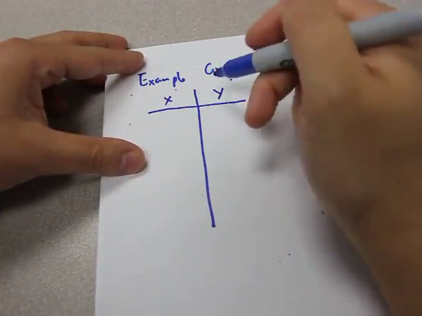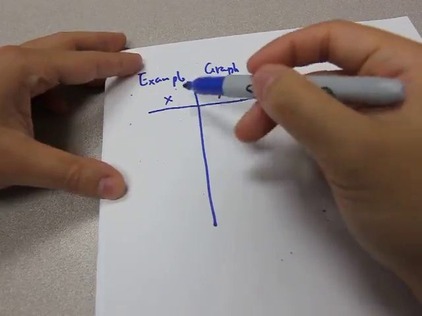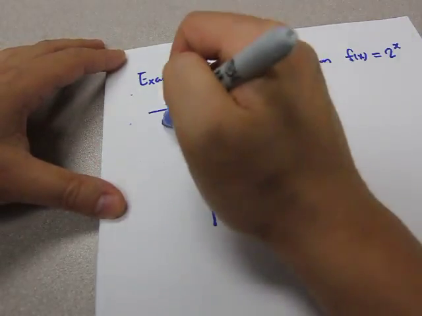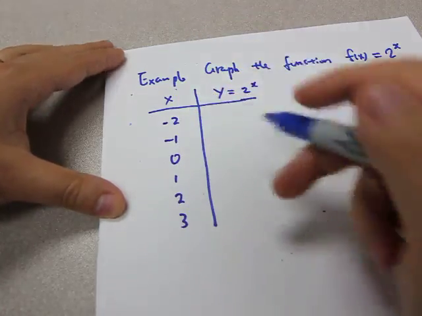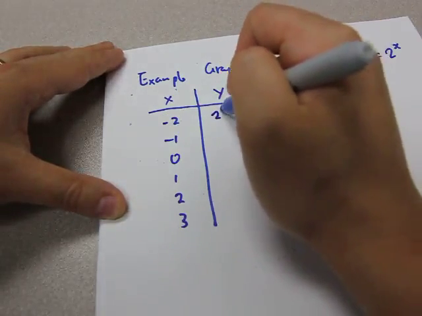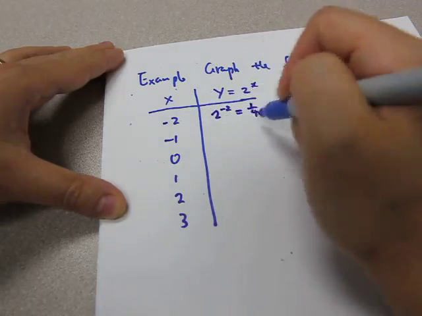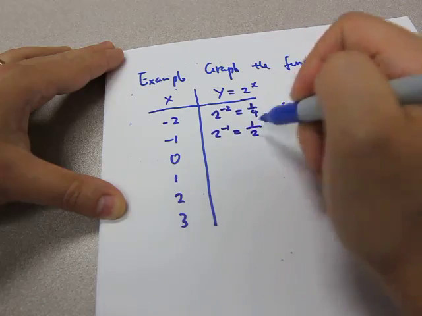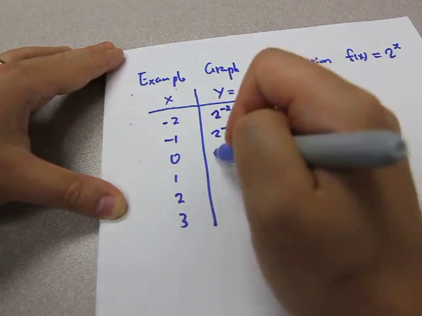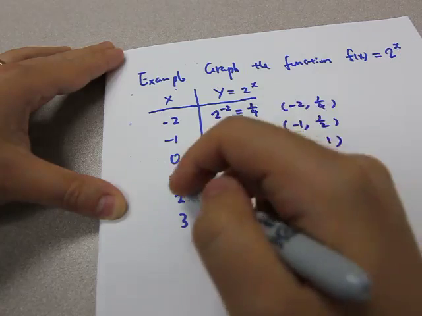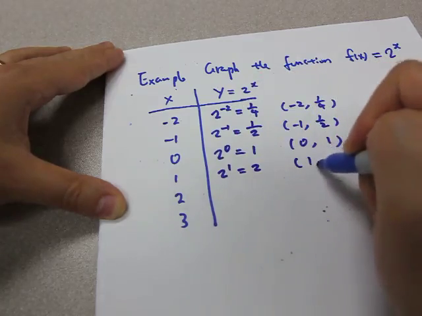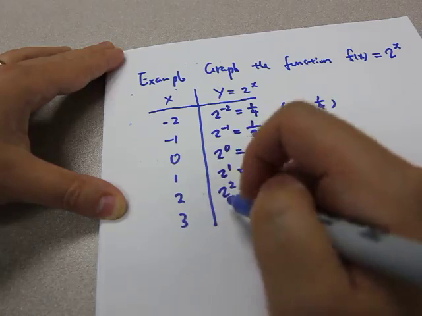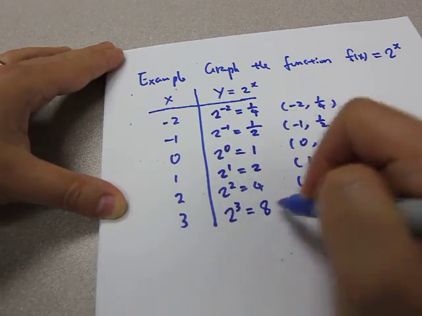First I'm going to choose some random values for x, and then use this equation to compute the corresponding y values. So when x equals negative 2, y is 2 to the negative 2, which is equal to 1/4. And when x equals negative 1, the y value is 2 to the negative 1, that is 1/2. And when x equals 0, y is 2 to the 0, so that's 1. When x equals 1, y is 2 to the 1, which is 2. When x equals 2, y is 2 to the 2, that's 4. And when x equals 3, y is 2 to the 3, which is 8.